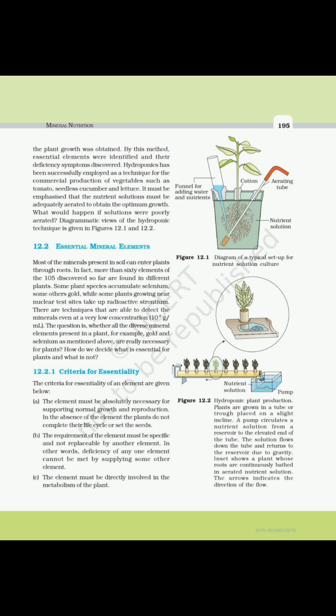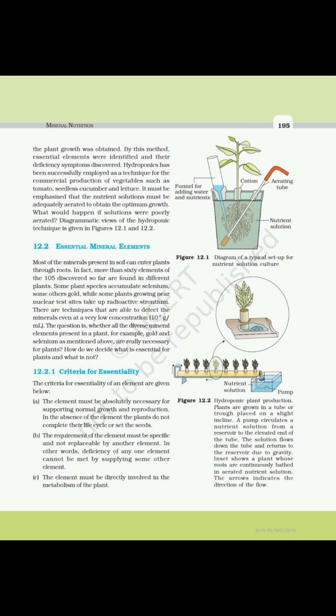12.2 Essential mineral elements. Most of the minerals present in soil can enter plants through roots. In fact, more than 60 elements of the 105 discovered so far are found in different plants. Some plant species accumulate selenium, some others gold, while some plants growing near nuclear test sites take up radioactive strontium. There are techniques that are able to detect the minerals even at a very low concentration, 10^-8 g/mL.